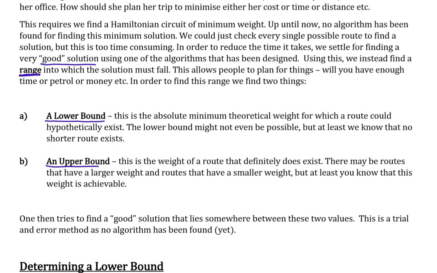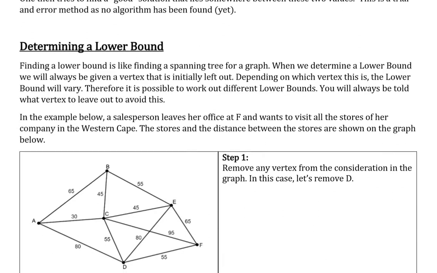Once you find a lower bound and upper bound, you try and find a good solution that lies somewhere between the two values. Unfortunately, this is trial and error because no algorithm exists yet. The narrower you can get the range between the lower bound and the upper bound, the better, because then there's less room for error. So we need to look at two things in this video. How do we find a lower bound and how do we find an upper bound?